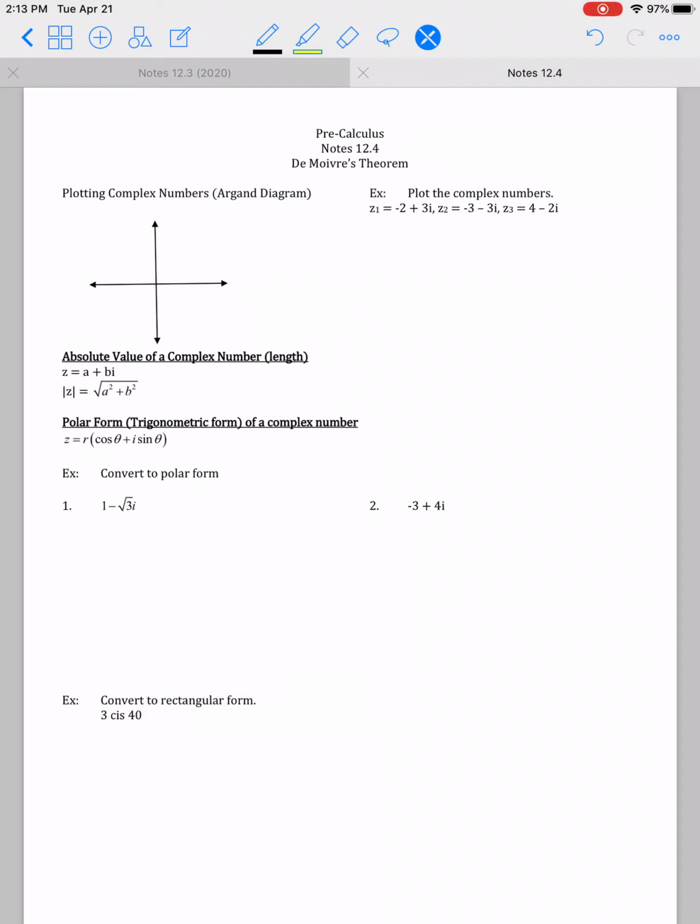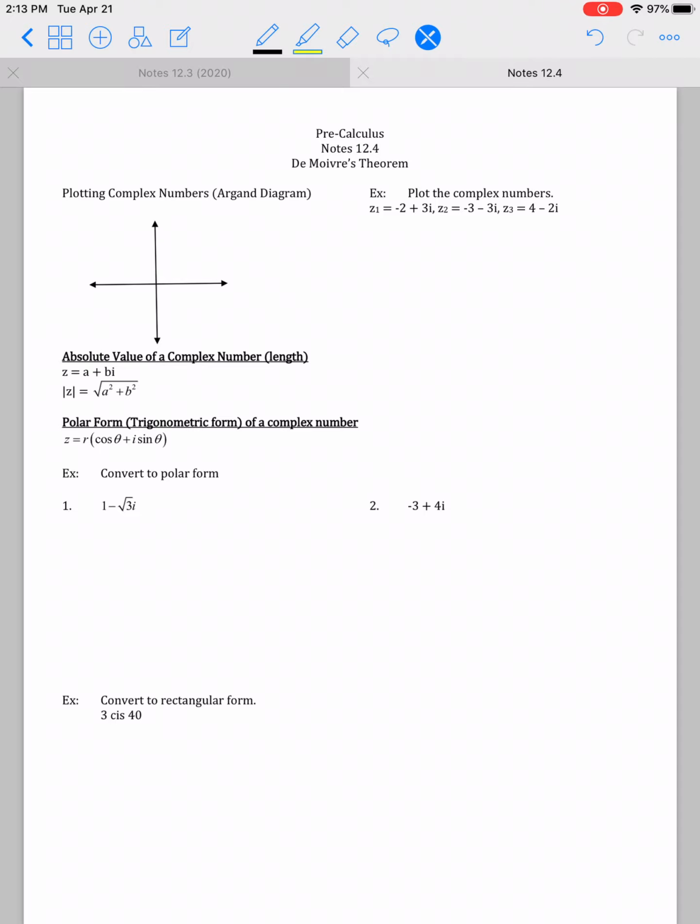Today's lesson is about de Moivre's theorem, and it involves taking a complex number and converting it to polar form and then raising it to a power. So before we get to de Moivre's theorem, we're going to talk about a few things with complex numbers, and one is how we graph them.